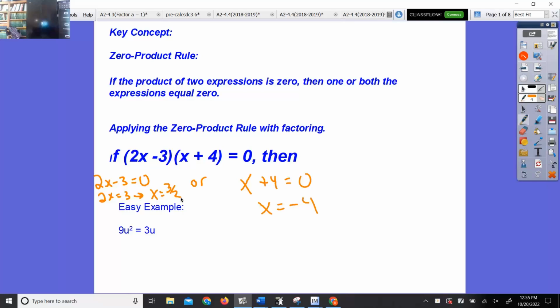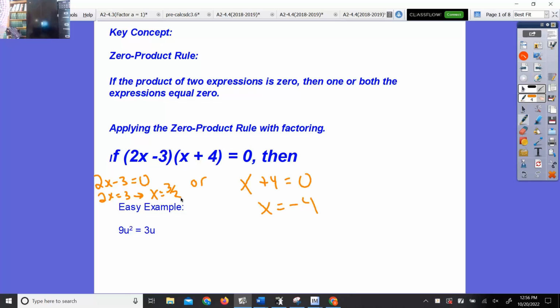In both cases, what happened to their signs? Switch. That is a golden rule in algebra. If you leave parentheses with a number, the sign will change. Always happens. So that's an example of zero product rule, as easy as you can make it.